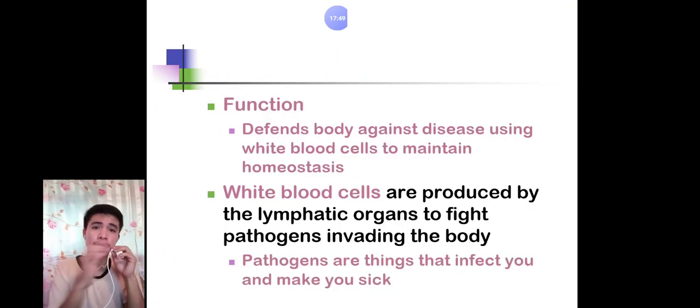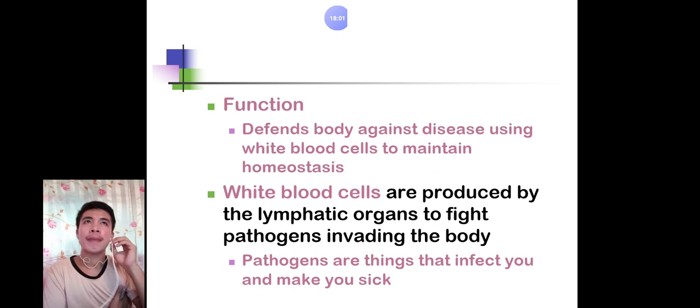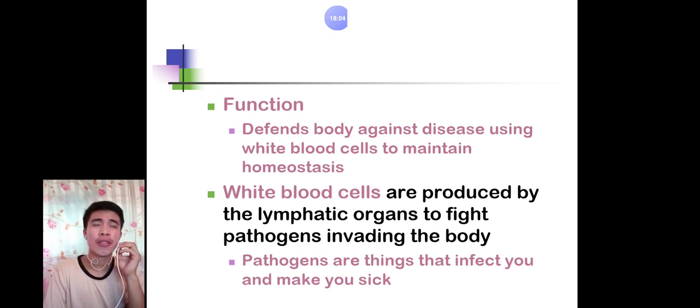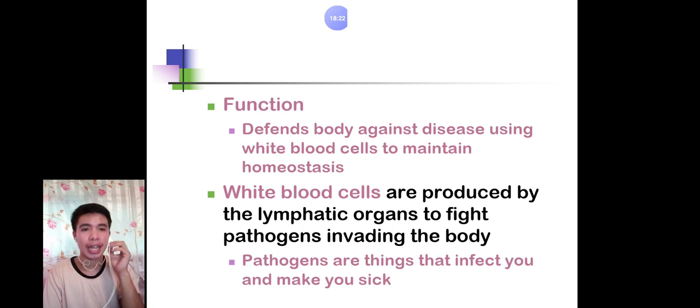The function of the immune system is to defend the body against diseases using white blood cells to maintain homeostasis. Homeostasis is the balance of our body. Examples of homeostasis are blood pressure regulation and blood sugar regulation. These are examples of homeostasis that need balance to maintain our body healthy. White blood cells are produced by the lymphatic organs to fight pathogens invading the body.